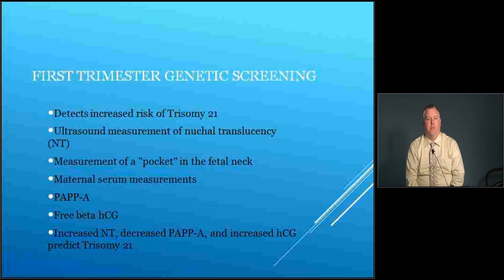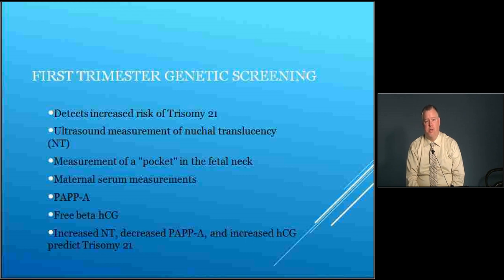We also will do first trimester genetic screening to detect the risk of trisomy 21. Some of the tests we may do include ultrasound measurement of nuchal translucency. What that is, they're measuring a pocket of tissue in the fetal neck. We can also do maternal serum measurements, and you usually hear that referred to as a triple test or quad test. And they're looking at PAPP-A, free beta HCG, and what we know is there's an increase in neural tube defects.